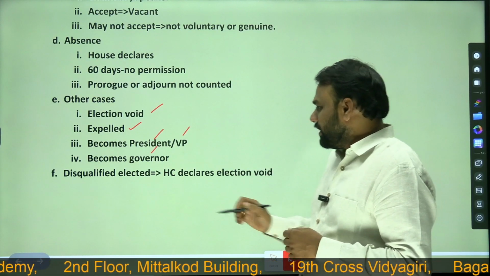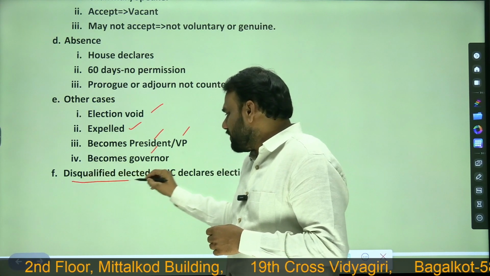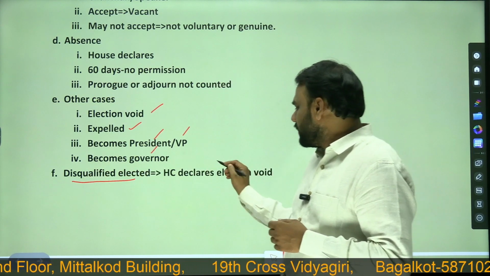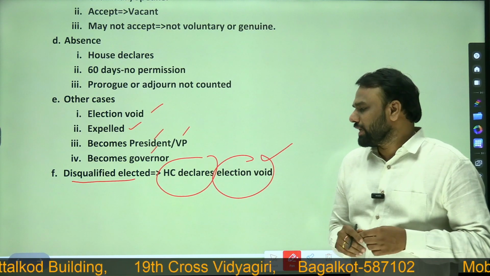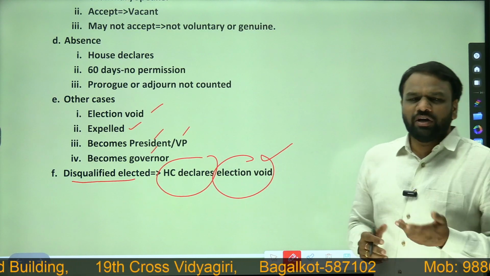Next, if a disqualified person is elected, then the High Court declares the election void. Who has the power? The High Court has the power to declare that the election is void. So disqualification may be anything.